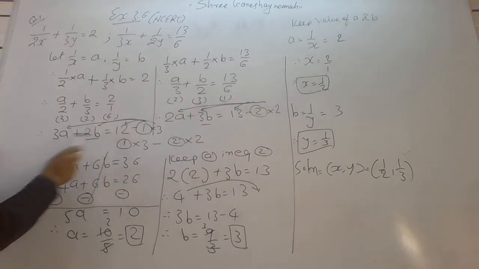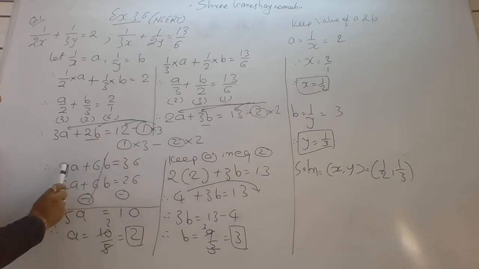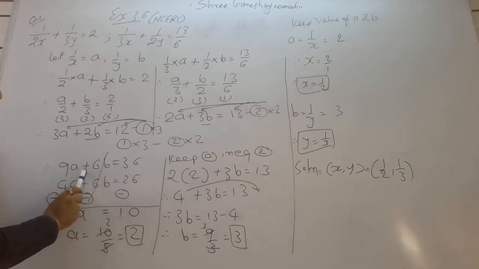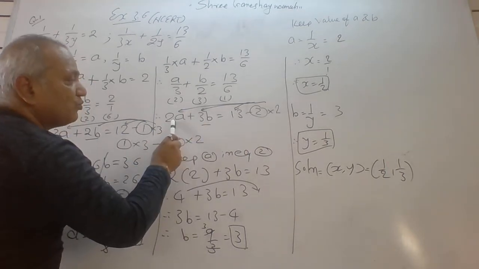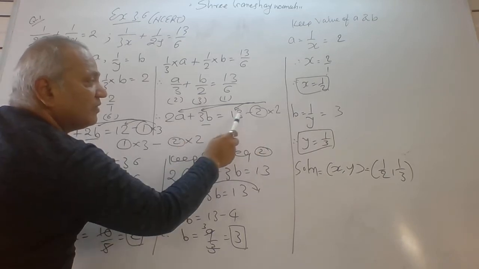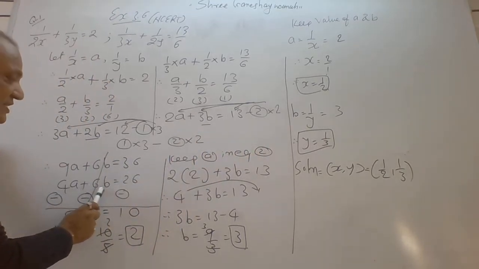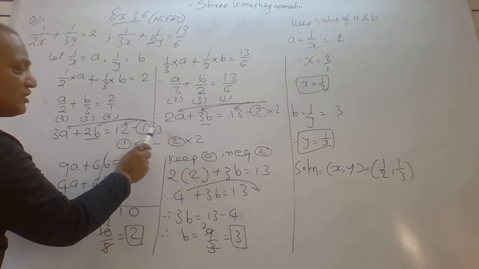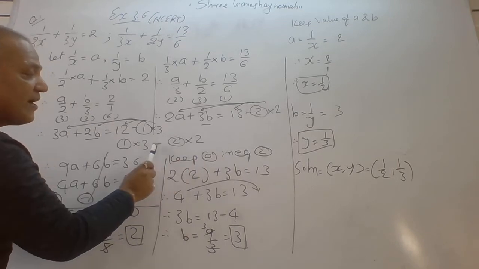3 multiplied by 3a, 3 multiplied by 2b, 3 multiplied by 12, so it is 9a plus 6b equal to 36. Then 2 multiplied by 2a, 2 multiplied by 3b, 2 multiplied by 13. So it is 4a plus 6b is equal to 26. Now the first equation is multiplied by 3 and the second equation by 2. Then we have to do subtraction.